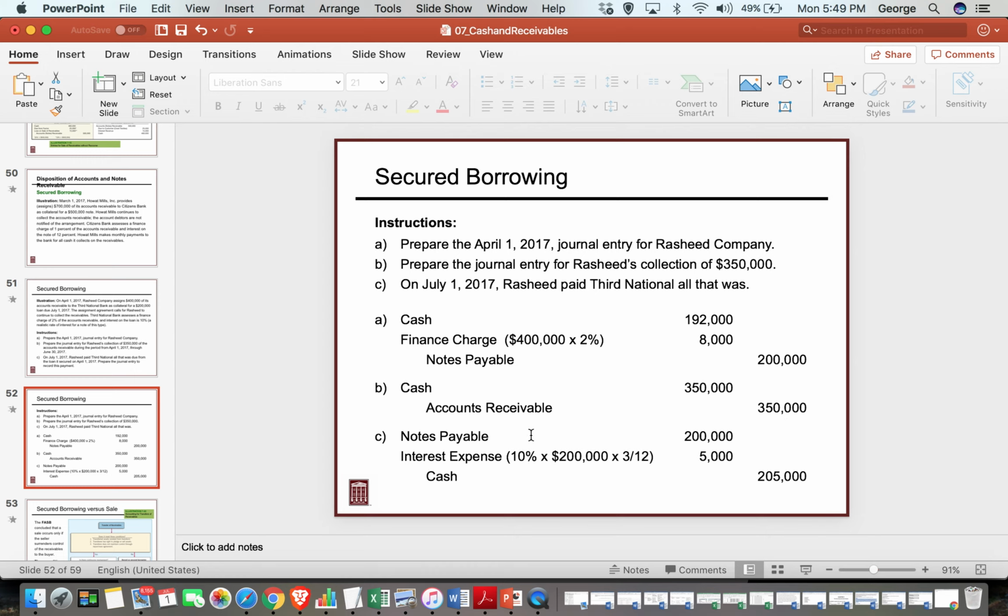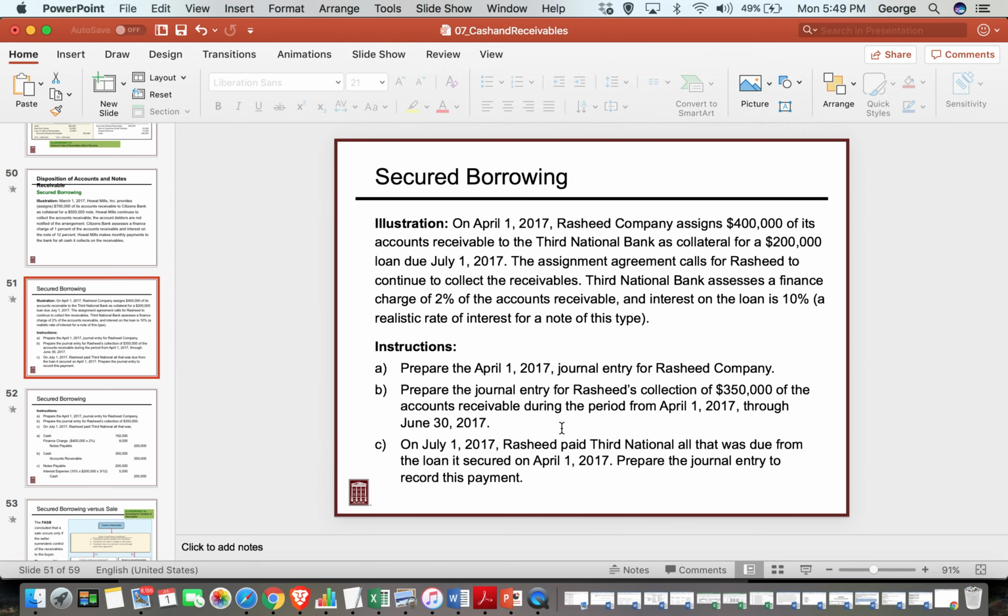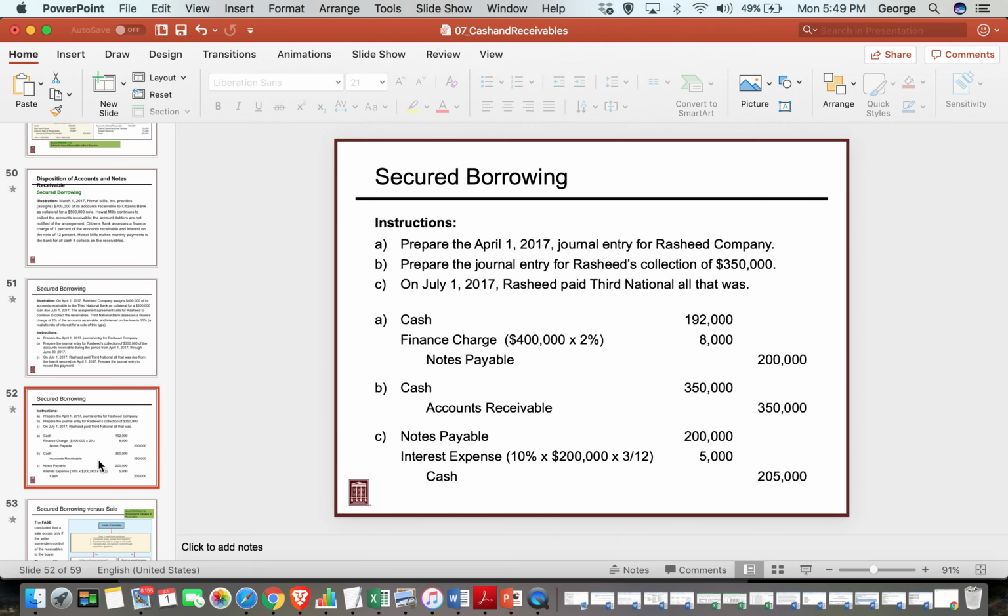Then we paid the note payable off. $200,000 was the principal, and then there was interest on it of 10%, a 10% charge on the note times 200,000, so that's 20,000, and then it's for only 3 months. So 25% of 20,000 would be 5,000, and then credit cash for 205,000.